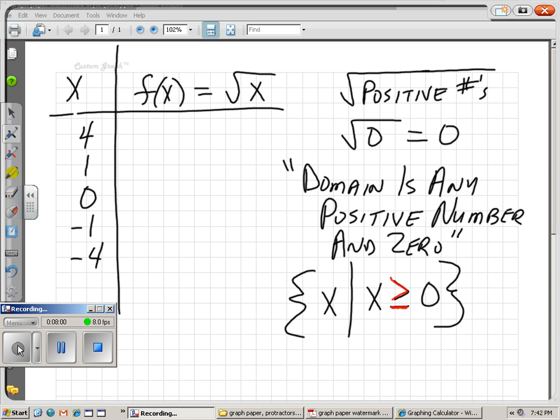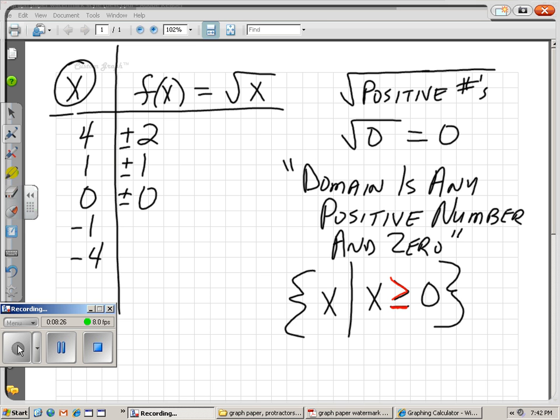All right, let's see what this looks like on the table. If my x is 4, and I run it through the function, square root of 4 is 2. If my x is 1, square root of 1 is 1. If my x is 0, square root of 0 is 0. Now technically these guys produce 2 answers. But we're not so concerned with what the range is or what they're producing. We're more concerned with what x's we can use and actually produce a value.